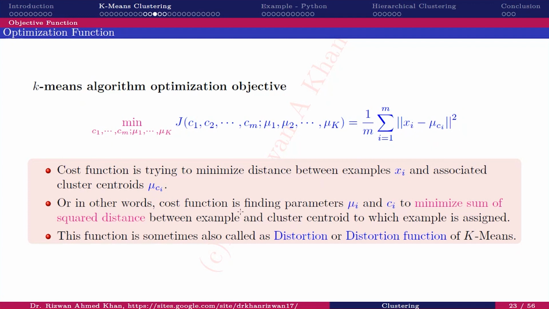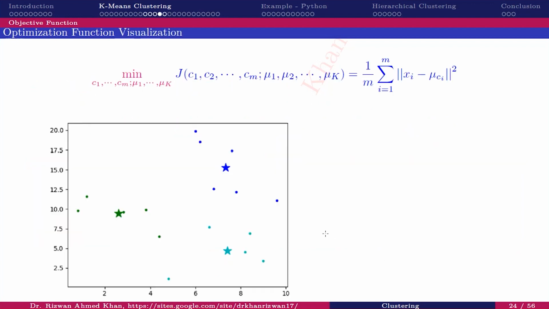In other words, the cost function is finding parameters mu's and c's to minimize the sum of squared distance, like regression, between an example and the cluster centroid to which the example is assigned. This function is sometimes also called distortion, or distortion function. So sometimes when you read the literature, you will find this cost function written as distortion or the distortion function of the K-means algorithm.